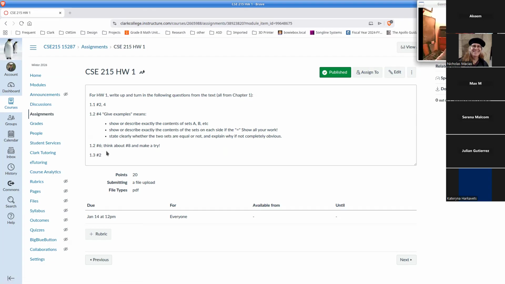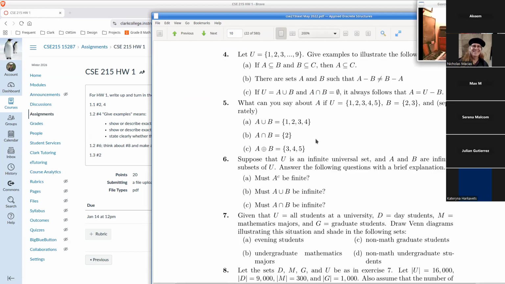All right, and then also do questions 6 and 8 from that section. So question 6, imagine U is an infinite universe. So it's some set containing an infinite number of things. And A and B are subsets that are also infinite. And then think about these questions. Would the complement of A have to be finite? Would the union of A and B have to be infinite? And would the intersection of A and B have to be infinite?